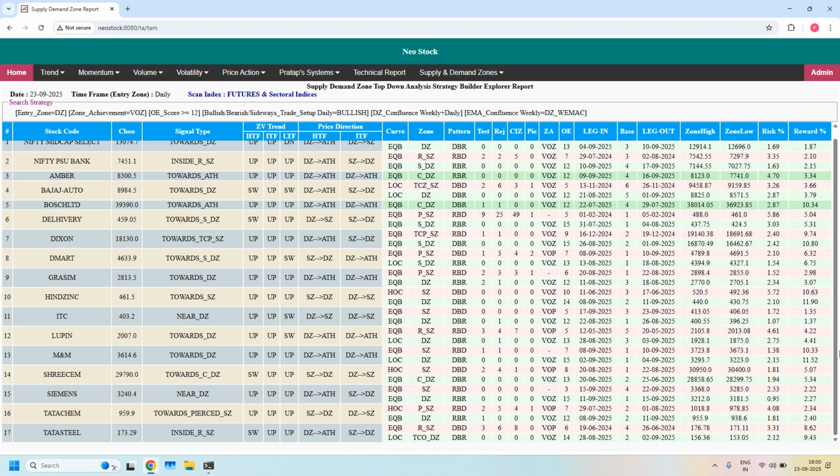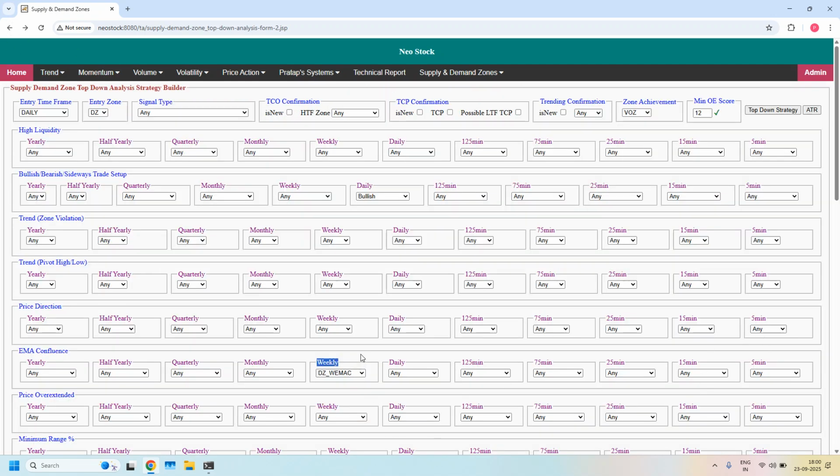Okay, this is about the strategy LTF and ITF demand zone confluence and ITF EMA confluence. This is one high probability trade setup strategy. Another high probability trade setup strategy is LTF, ITF and even HTF demand zone confluence, and then HTF demand zone with HTF EMA confluence. For the stocks, the HTF trend should be uptrend because it is a bullish trade setup. Sideways we should eliminate.